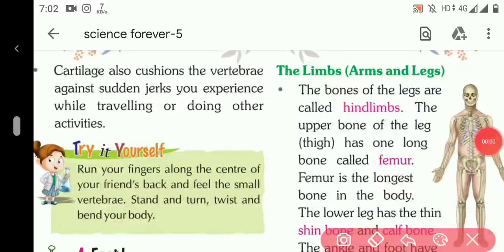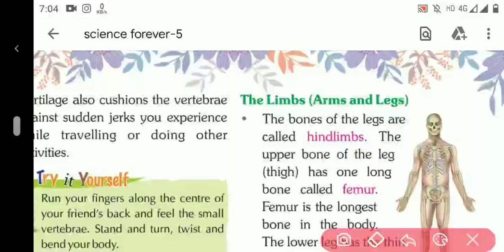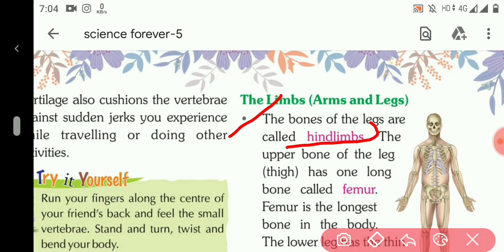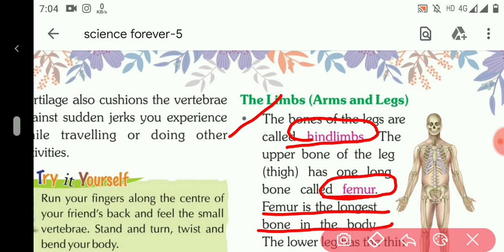The fourth most important part of the human skeleton is the limbs, which are present in the arms and legs of the human body. First, we will study the bones present in the legs. The bones present in the legs are known as hind limbs. The upper bone of the leg, in the thigh, is a long bone known as the femur. The femur is the longest bone of the human body.